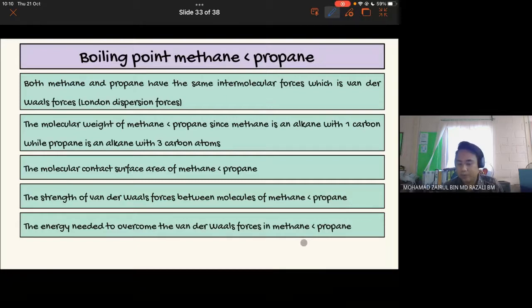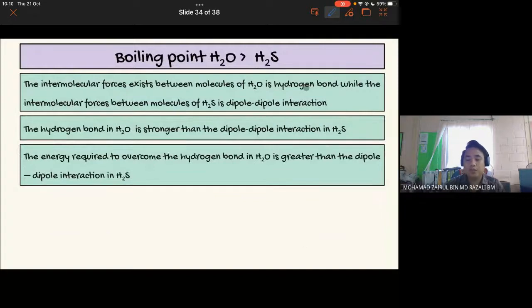Itu cara jawab. Okay. Yang tadi untuk boiling point, kenapa boiling point of water is greater than the boiling point of hydrogen sulfide? Because the intermolecular force that exists between molecules of water is hydrogen bond, which is a much stronger intermolecular force than the dipole interaction between the molecules of hydrogen sulfide. So energy required to overcome the hydrogen bond in water is greater than the dipole interaction in H2S.